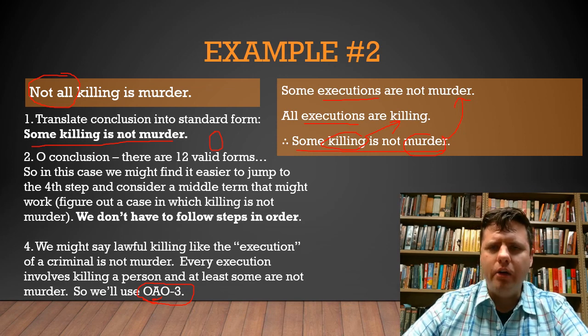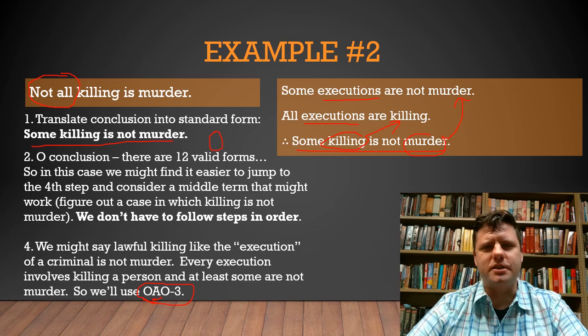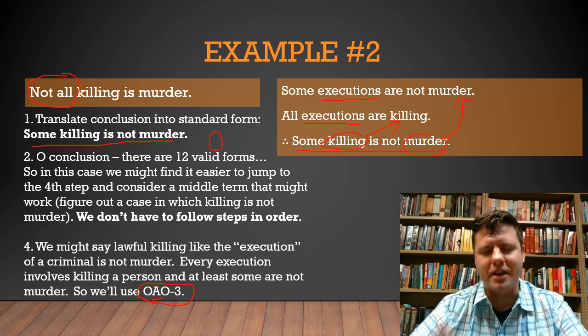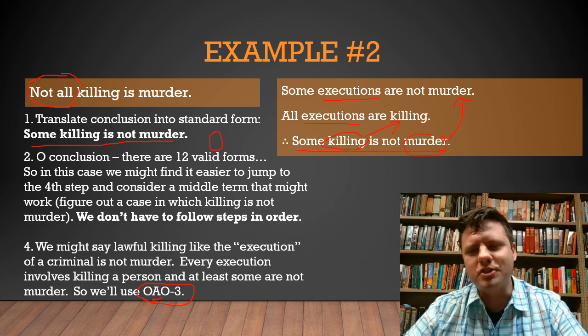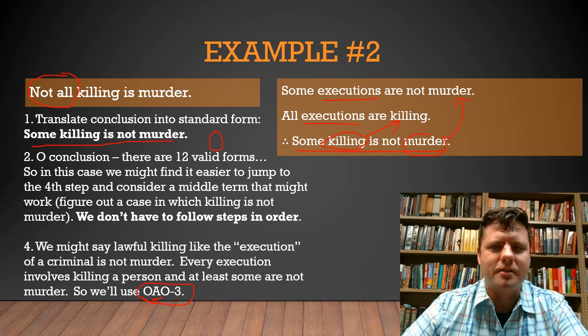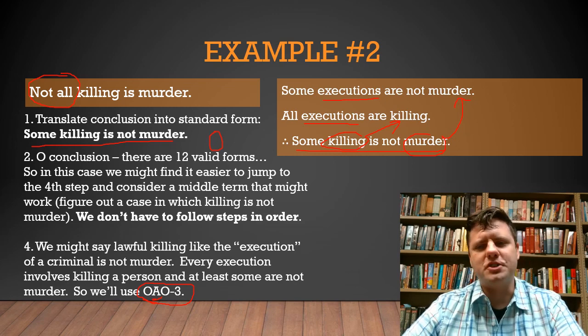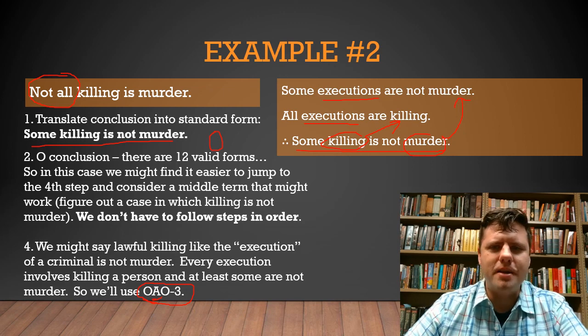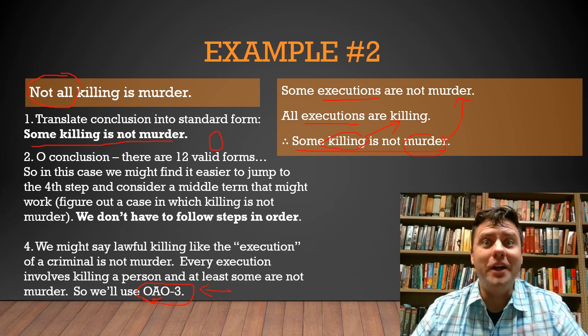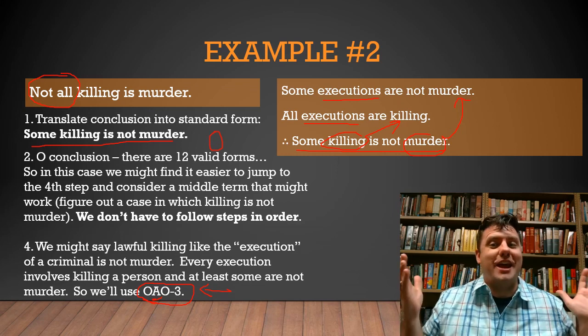But certainly all executions are killing, right? I mean, if the person isn't actually executed, we would say that they were not killed. They weren't killed, it wasn't an execution. So all executions are killing. So both these statements are true, thus leading to the conclusion, some killing is not murder. So note, we've established this conclusion on the basis of 2 premises that are true that have been constructed through a valid form, OAO3.